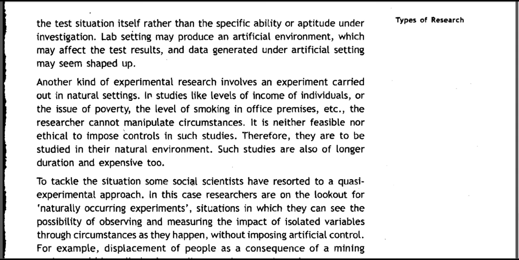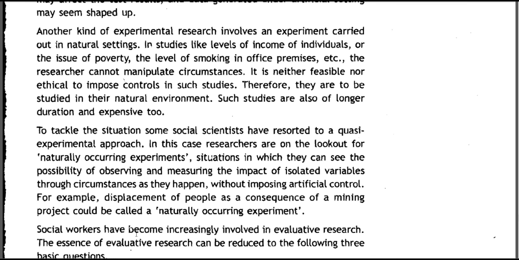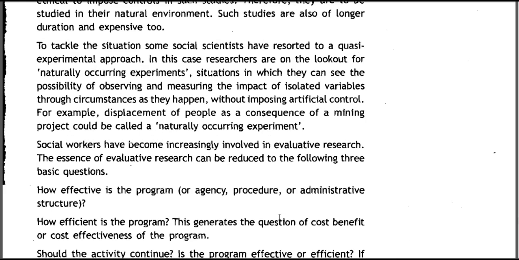To tackle the situation, some social scientists have resorted to a quasi-experimental approach. In this case, researchers are on the lookout for naturally occurring experimental situations in which they can see the possibility of observing and measuring the impact of isolated variations through circumstances as they happen, without imposing artificial control. For example, displacement of people as a consequence of a mining project would be called a naturally occurring experiment.